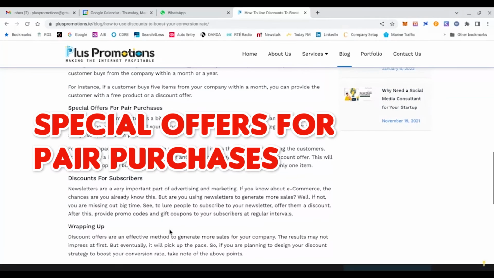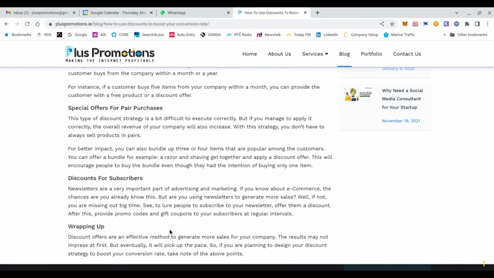Special offers for pair purchases. This is a discount strategy that, when executed correctly, can be very effective. So, for example, let's say you're buying one item, and that item is naturally paired with another item. The one item you're going to offer at the current market price, but then you can offer a discount on a second item. So it's increasing the conversion rate, it's adding to your bottom line, and it is an effective way of getting that client to spend that little bit extra with yourselves.